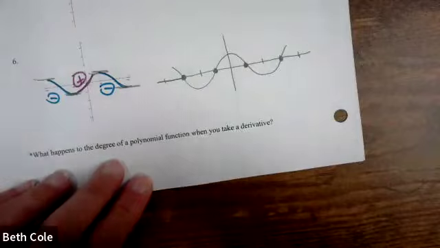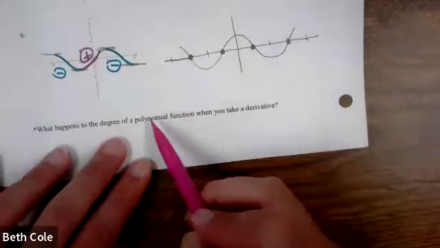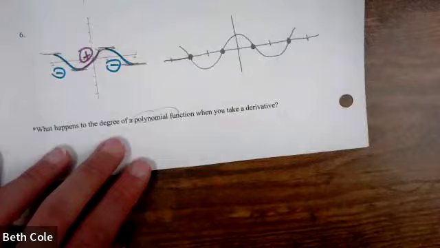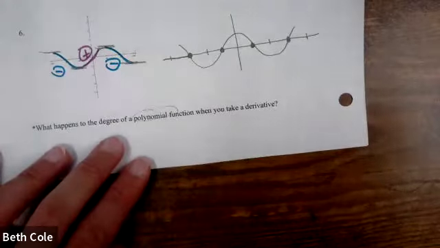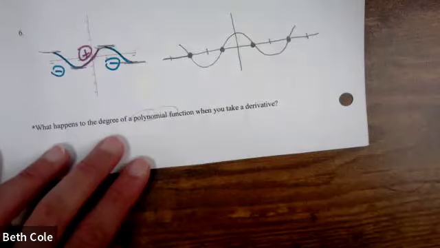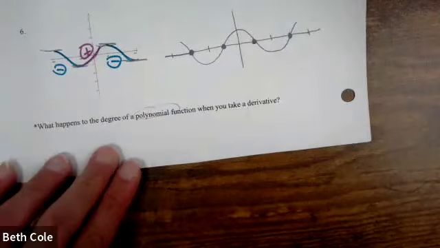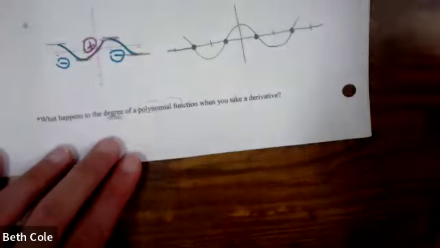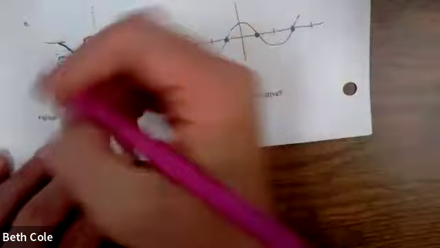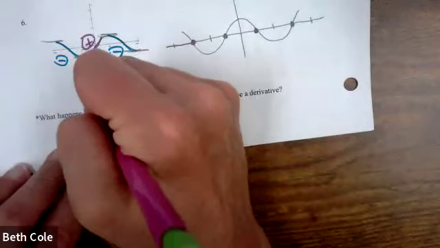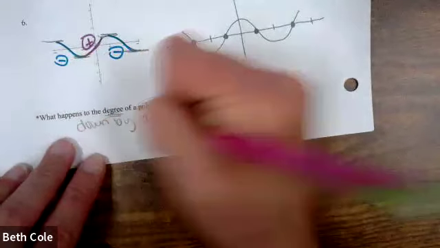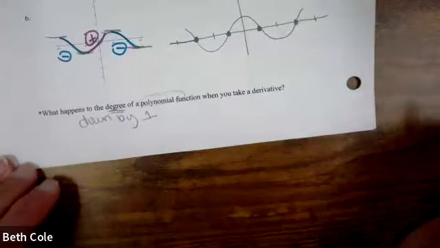Now, if it's not exponential or a trig function, if you have a polynomial, which again, a polynomial is like x to the 7th, x to the 4th, x to the 1st, just x by itself, x to the somethings. What happens to the degree each time you take a derivative? Yeah, it goes down by 1.